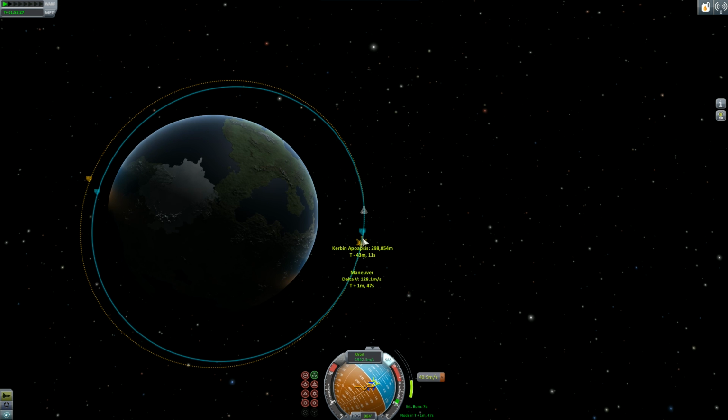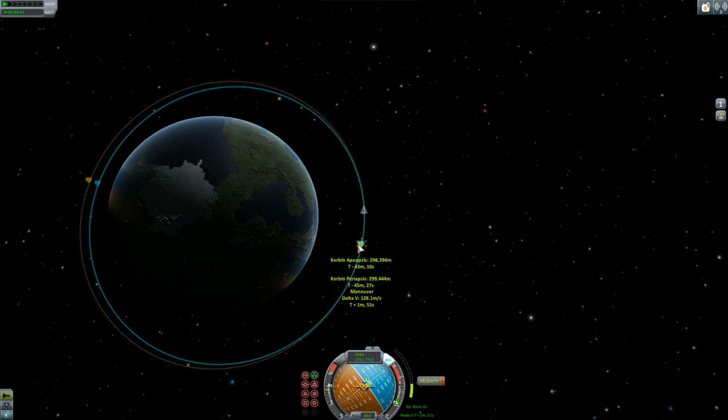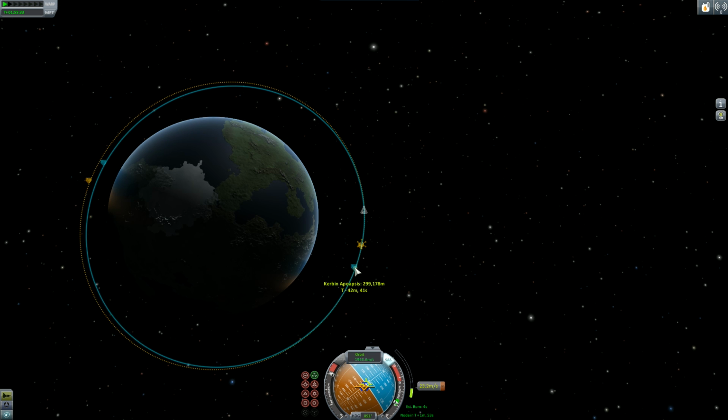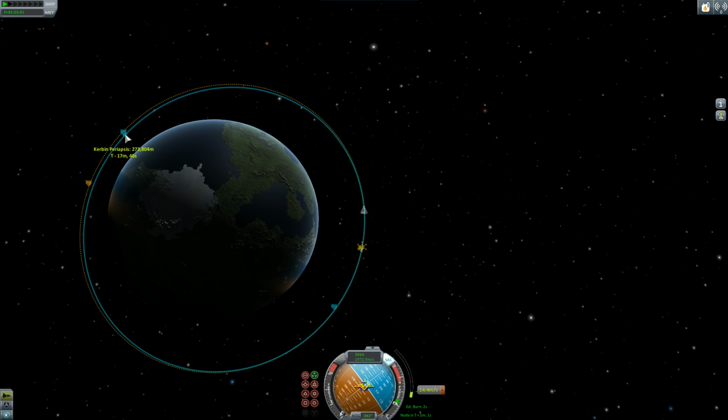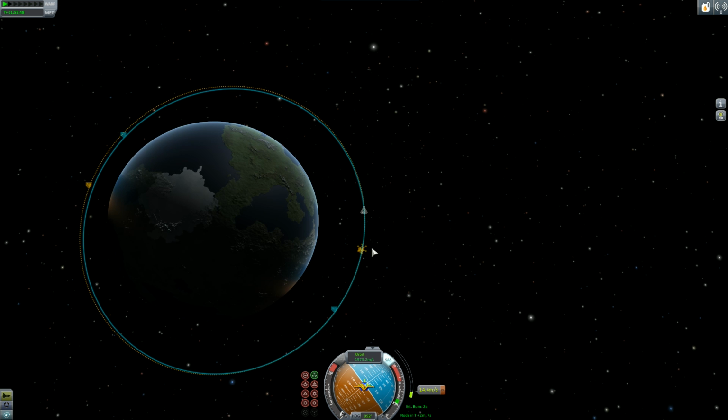Let's just continue our burn, which I'm doing very slipshod. Right, so that is now 300.5, and this is 273. The problem is, if I continue burning, it's going to end up being much higher over here. So let's get rid of our maneuver node.